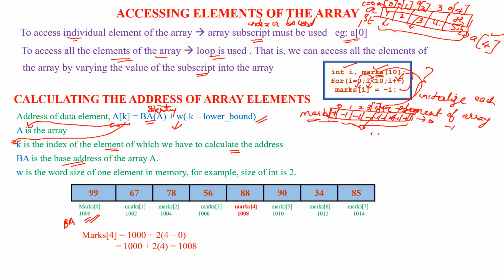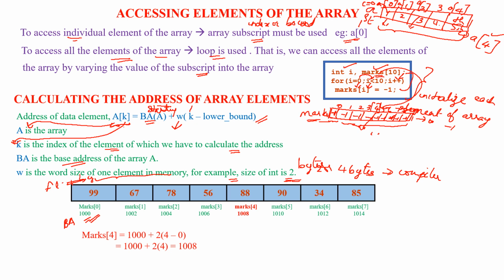W is what is your type, right? If it is an integer or float, this denotes the word size of one element in the memory. For example, you know that size of integer is 2 or 4 bytes, right? The size of the integer depends on your corresponding compiler. So here we have assumed that the size of the integer is 2 bytes, taking the processor as 16-bit. So here W is nothing but the word size. If it is a float, it will be equal to 4 bytes.